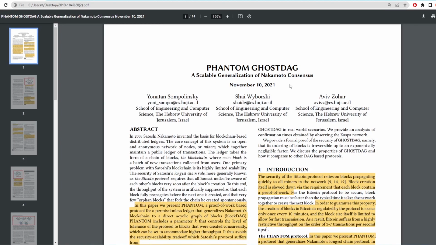Welcome back guys. In today's video I'm going to be going over the Kaspa coin GhostDAG protocol and explaining to you guys how it works and how it differs from the normal blockchain used by most cryptocurrencies today.